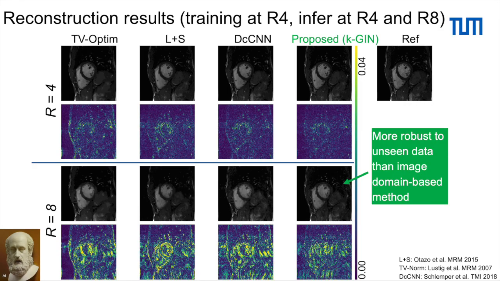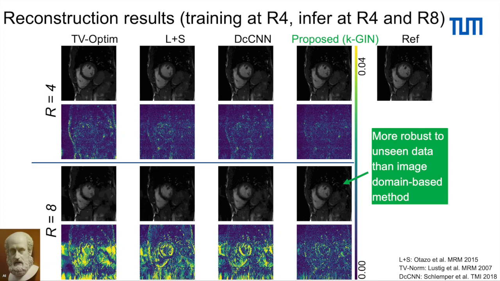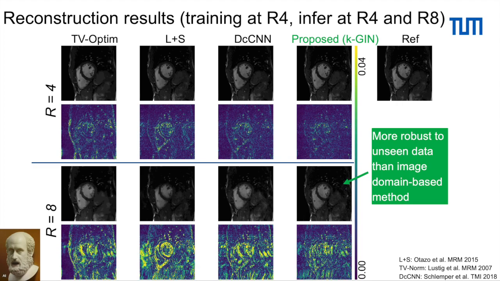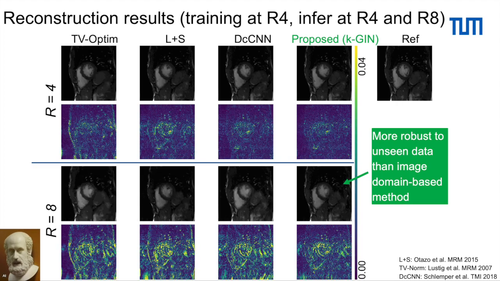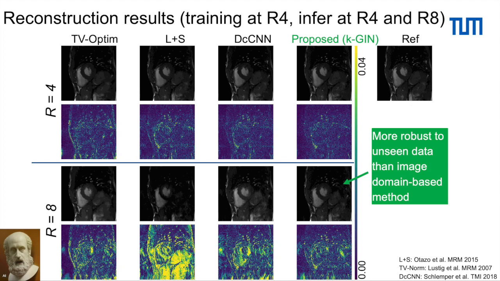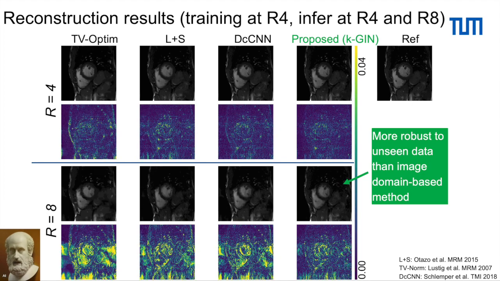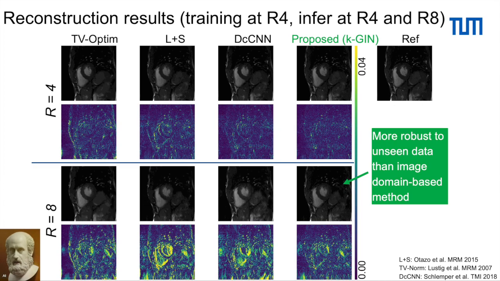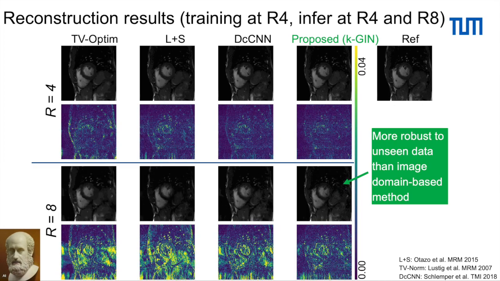Here are the reconstruction results of the proposed k-IRM compared to TV norm, L plus S and DCCNN at acceleration rates of 4 and 8. It is noteworthy that k-IRM and DCCNN are both trained only on R4 undersampled data. Different hyperparameters for TV norm and L plus S are demanded for R4 and R8 cases.